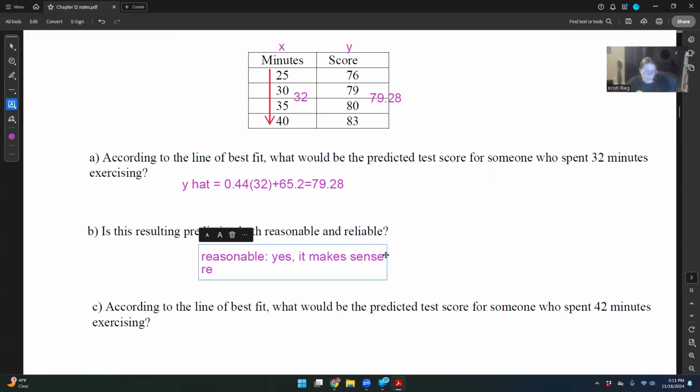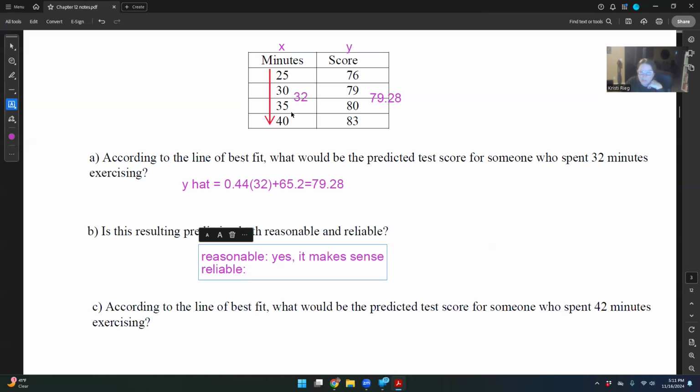Is it reliable? Now, reliability depends on what data we already have. We know stuff. Look at this arrow. I drew it here on purpose. We know stuff from 25 to 40 minutes. Anything inside 25 to 40 minutes we can predict because we know what's happening in that range. For all we know, someone that practiced 20 minutes got 100%.